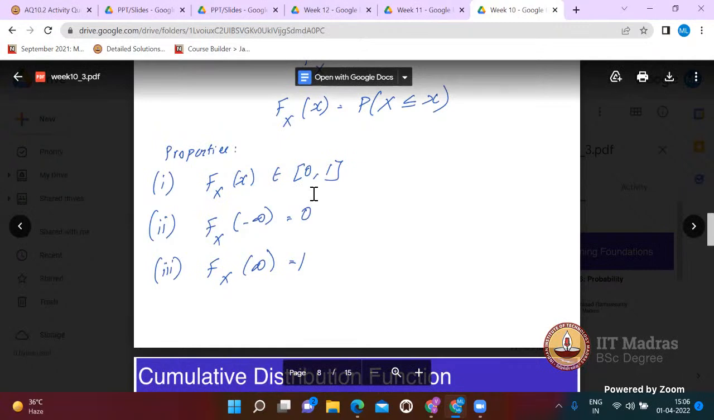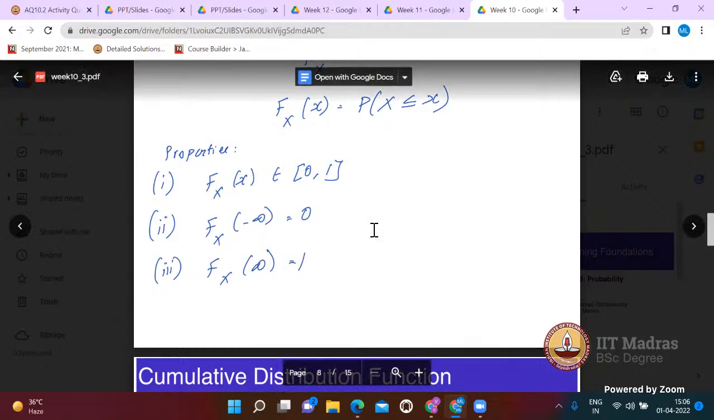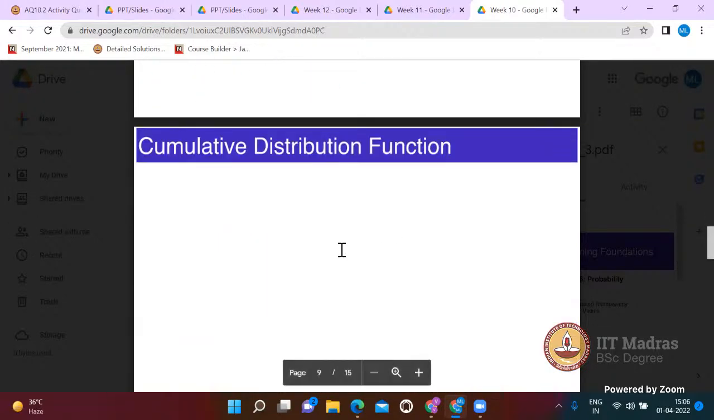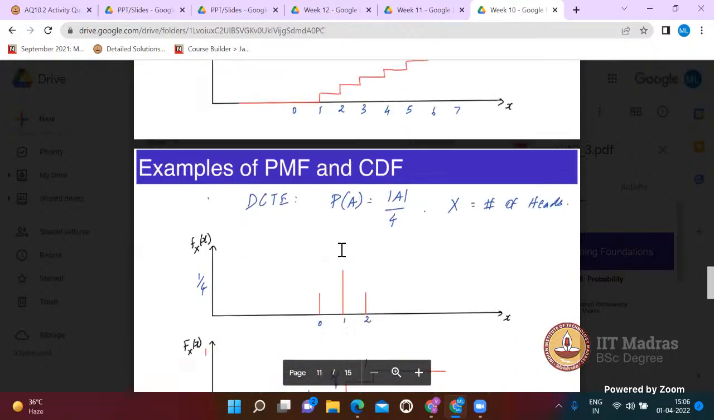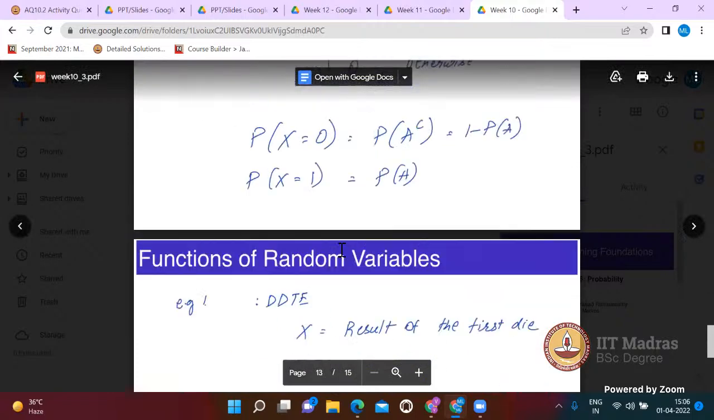Okay, and the CDF is also from 0 to 1, because every time we do the summation of some parts, it will be less than 1, because in the end the summation should be equal to 1, right? So every time we do the summation, it will be between 0 and 1, and in the end it will be 1. Okay, so this is a basic example.